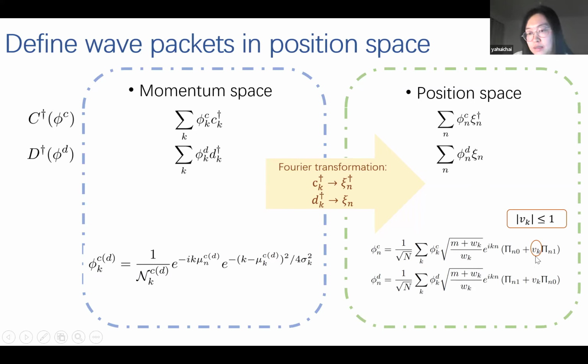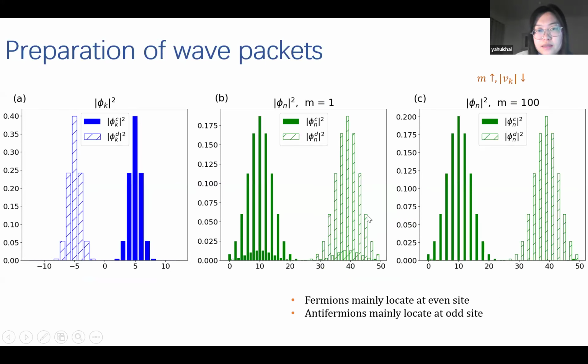There is one factor, Vk. We can see that in the fermion, it will suppress the coefficients on all the odd sites. So here pi is a projection operator for all the sites. And for antifermion, this factor will suppress the coefficient for even sites. And we can see this effect by this example.